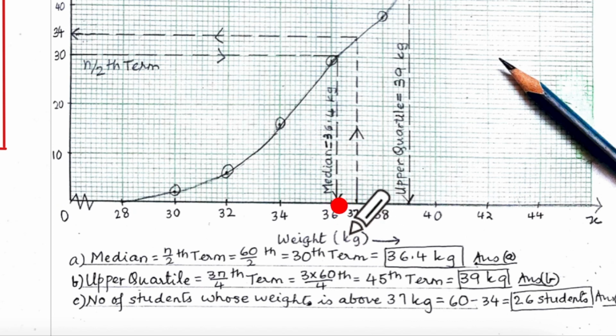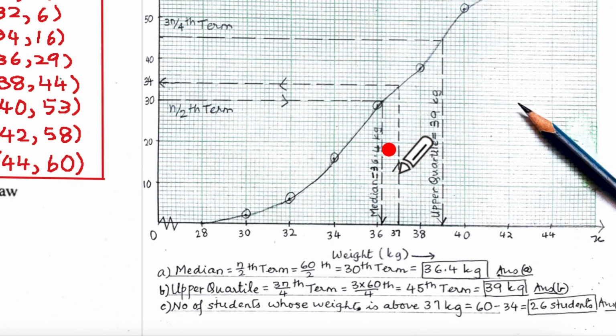Now see, between 36 and 37 there are 5 divisions. This should be 36.2. Okay, so this has to be 36.2. Yeah, I somehow looked at it as 2 divisions, but remember it was really fine. So we correct ourselves here, 36.2 kg.